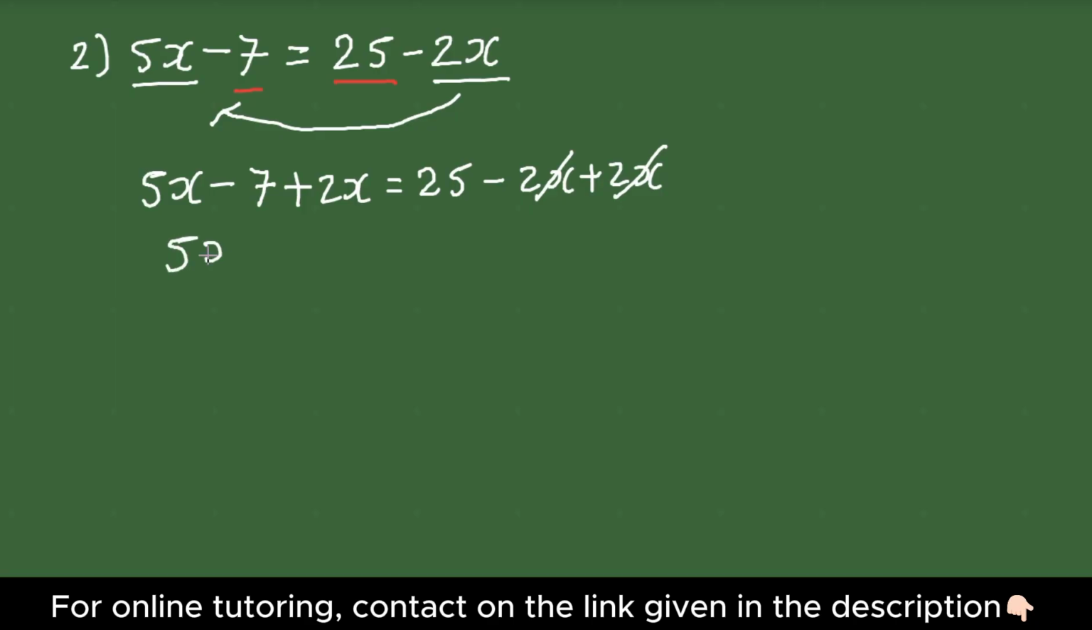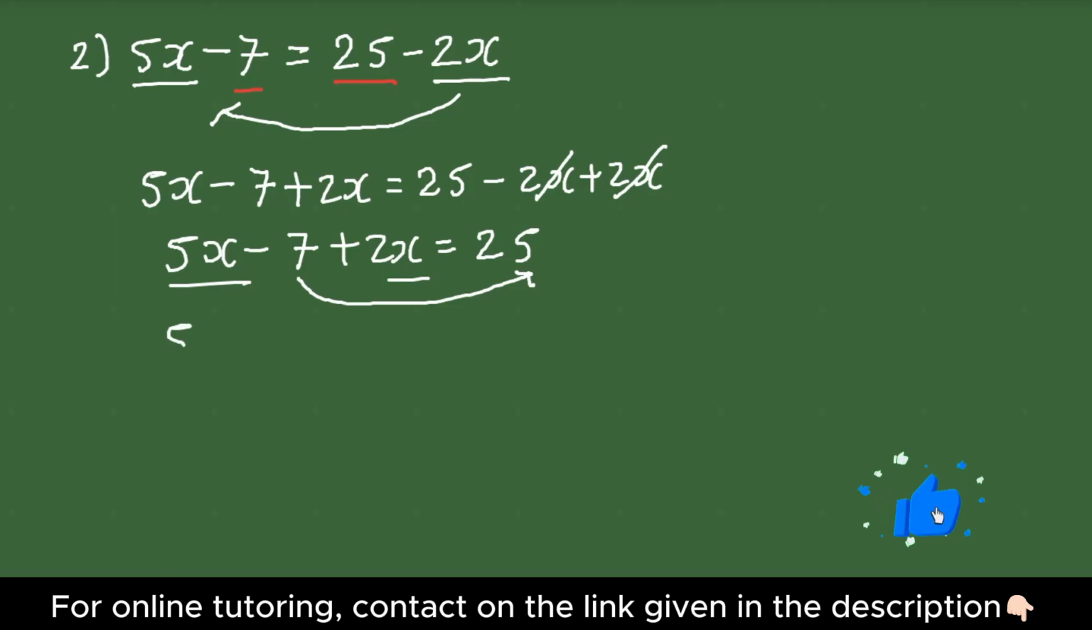Let me write it here. 5x minus 7 plus 2x is equal to 25. So now we have x terms on the left side, but still we need to shift this constant term minus 7 on the right side. So for that, if we will do it directly, minus 7 will be plus 7 on the right side. Or what we can do is, we can add 7 on both the sides. Let us add 7 on both the sides.